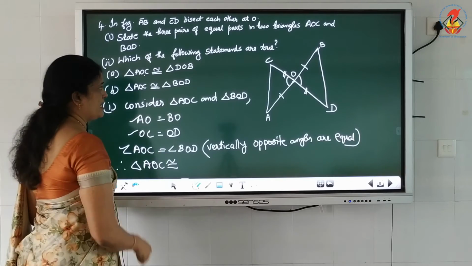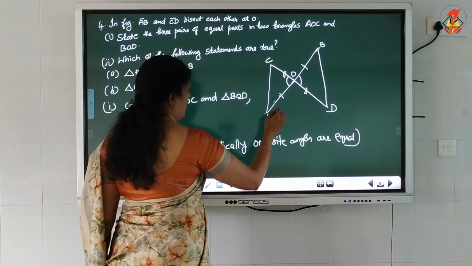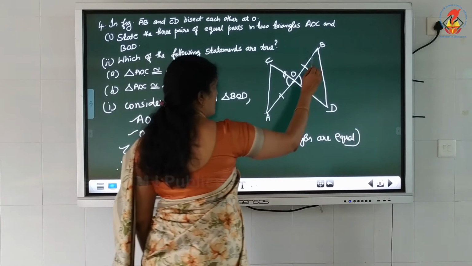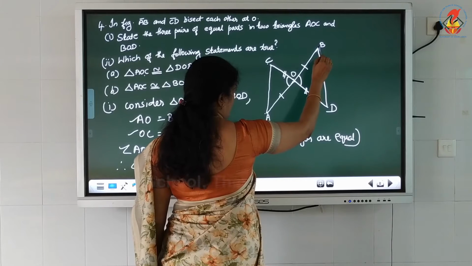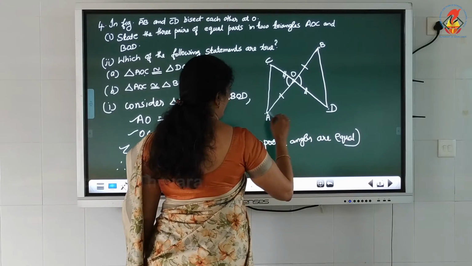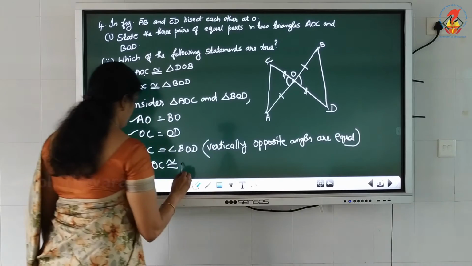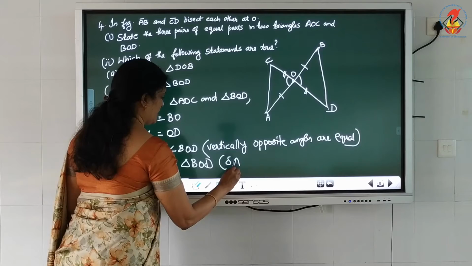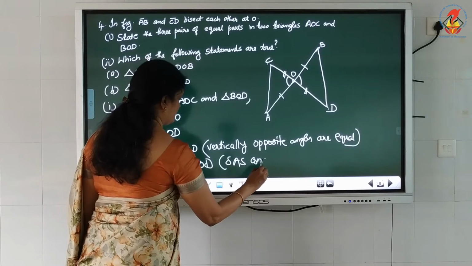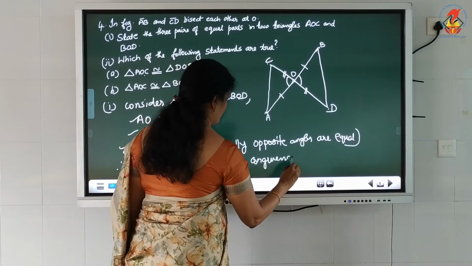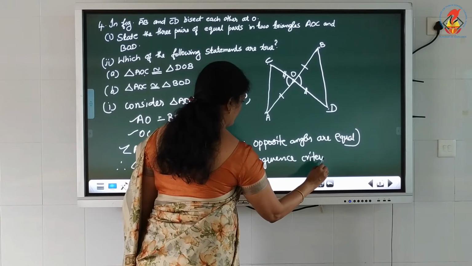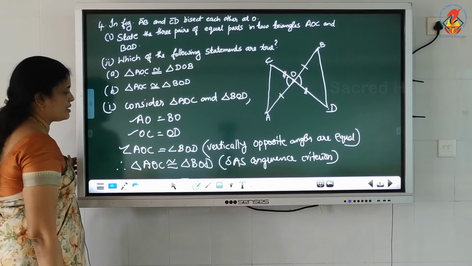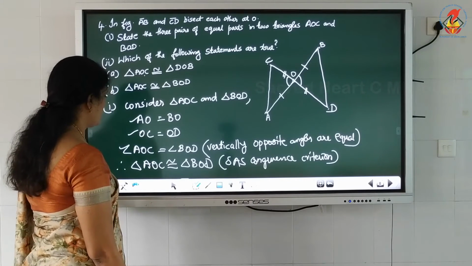Then here by SAS we can write it AOC. Start from the vertex A, and at the same time you should start from the vertex B: BOD. So triangle AOC and triangle BOD. What's the reason? SAS congruence criterion. By the SAS congruence criterion, these two triangles are congruent.